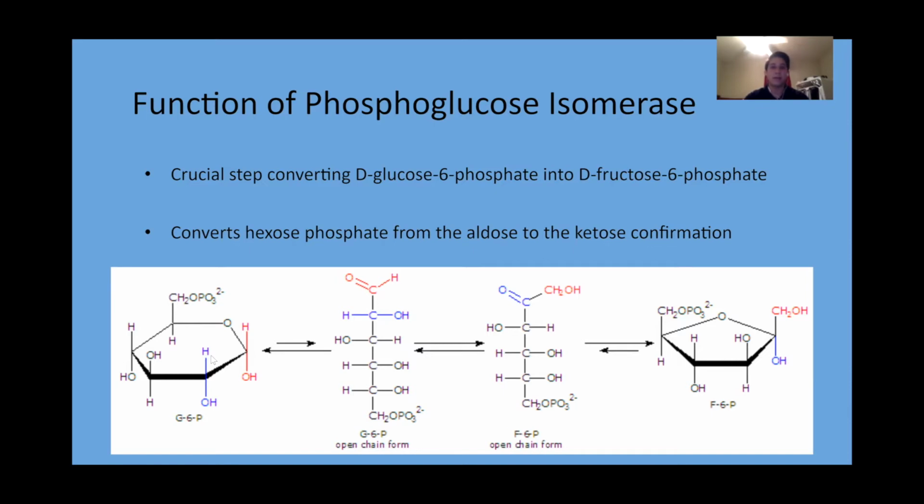We do this via an isomerase reaction where we open up the D-glucose 6-phosphate cyclic ring into the straight chain conformation, and we convert that hexose phosphate from an aldose to the ketose conformation. What that does is expose a terminal hydroxyl group, which can be phosphorylated to again destabilize that molecule, as shown below.